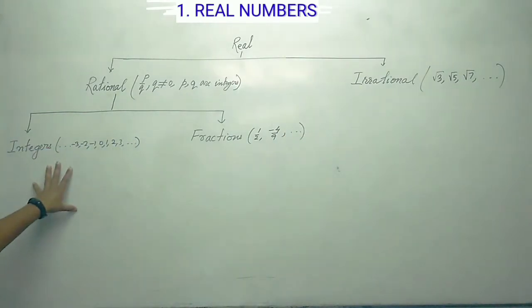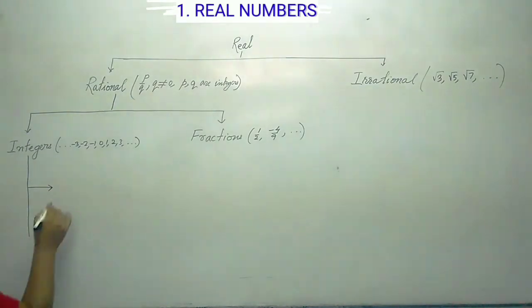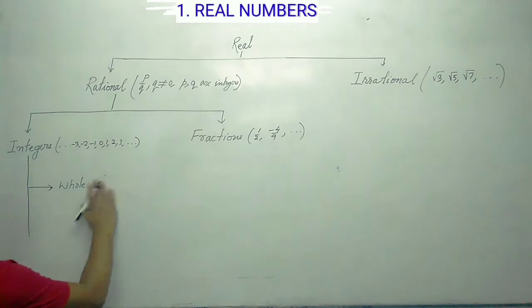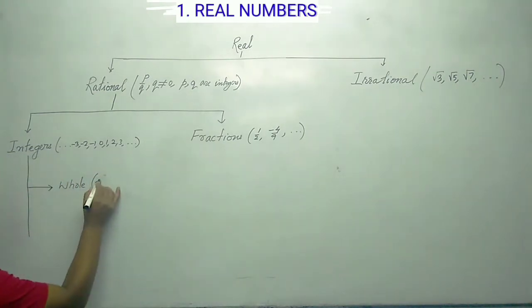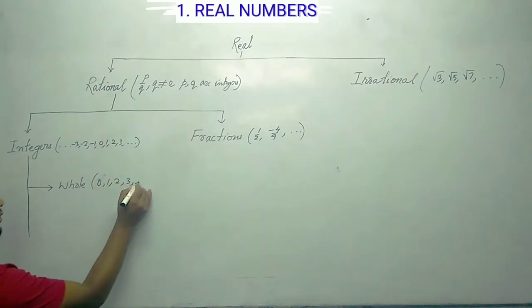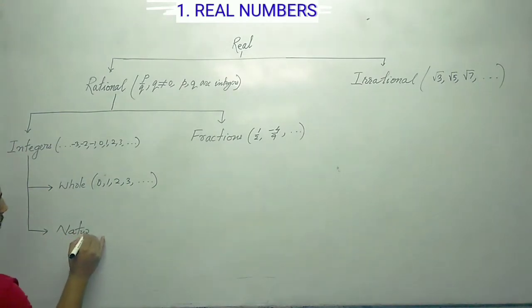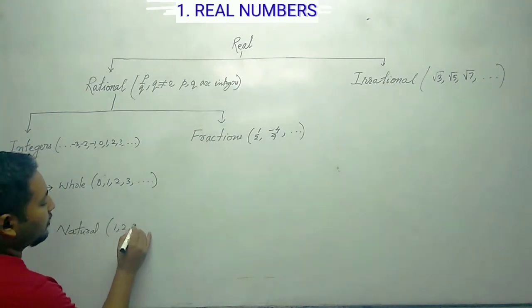Now, integers are again classified into whole numbers. Now, what are whole numbers? All the positive numbers along with 0. And lastly, we have natural numbers. What are natural numbers? All the positive numbers, all the counting numbers are called natural numbers.